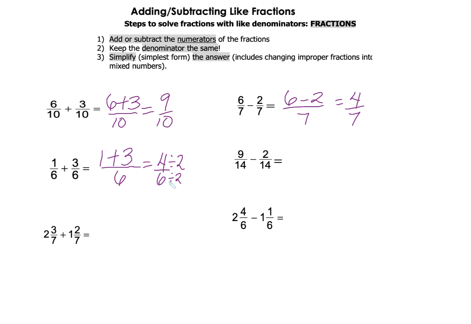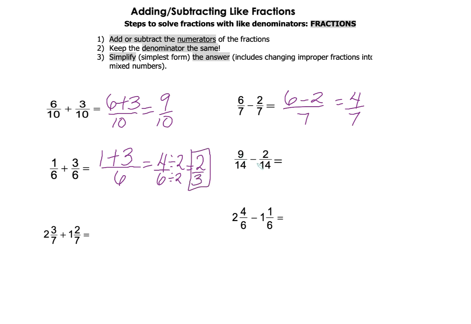Always remember, when you're simplifying or reducing a fraction, you must pick a factor that will divide both the numerator and the denominator. And the factor must be the same. Can't be two different numbers, must be the same number. 4 divided by 2 is 2. 6 divided by 2 is 3. So your answer is 2/3.